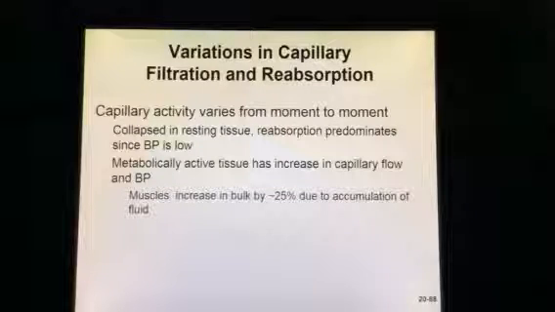Capillary activity varies from moment to moment. We can talk about what is normally happening, but just realize that there is some variation. The capillaries are collapsed in a resting tissue, and reabsorption is predominating, whereas in active tissue, we would expect an increased blood flow through the capillaries and an increased blood pressure.